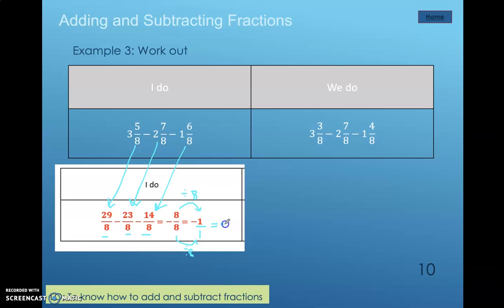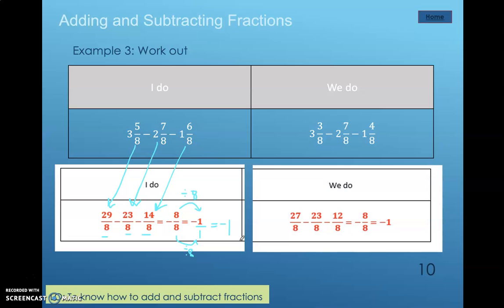So if you get that copied down, then try and work through the we do. So here's the answer for the we do. First of all, we have to turn them from mixed numbers into improper fractions. So 3 whole ones we know will be 24/8. Add the 3/8, we get 27/8. Remembering to maintain our signs. And then again, we get an answer of minus 1. So if you can copy that down.